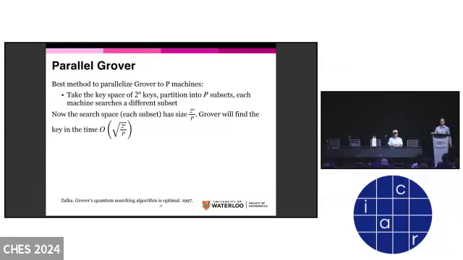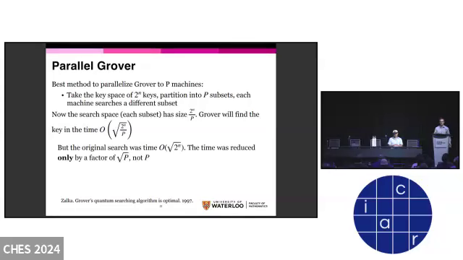So how long does it take? Well, the space it's supposed to search is 2 to the n over p, and it gets the square root speedup, so the time is the square root of 2 to the n over p. So it is faster, but our original time was the square root of 2 to the n. So the factor of reduction is only square root p. So compared to classical, if I have 100 machines and I want to do a brute force search, I get the answer 100 times faster, more or less. If I did the same thing for a quantum search, I'd only get the answer 10 times faster.